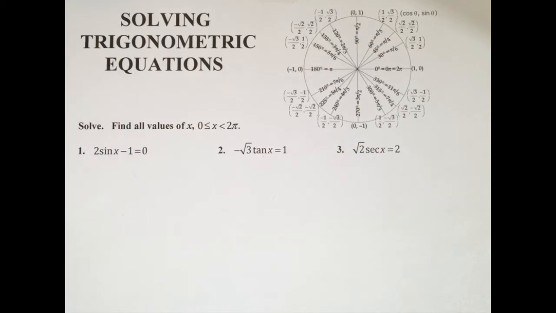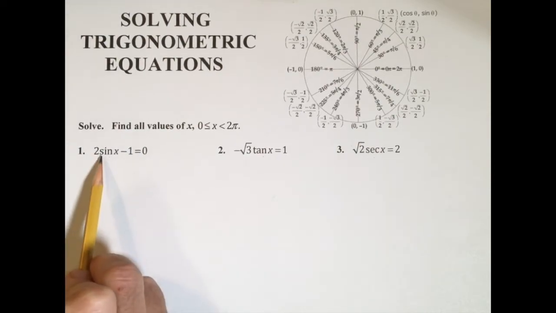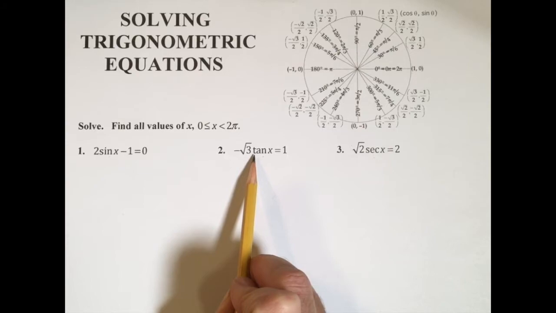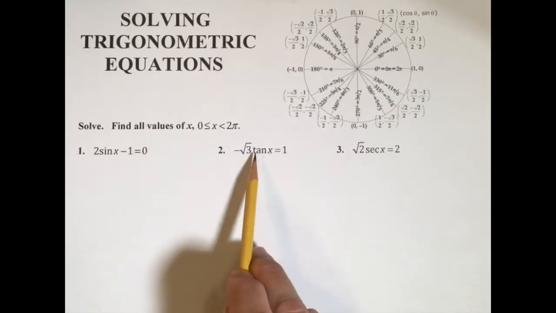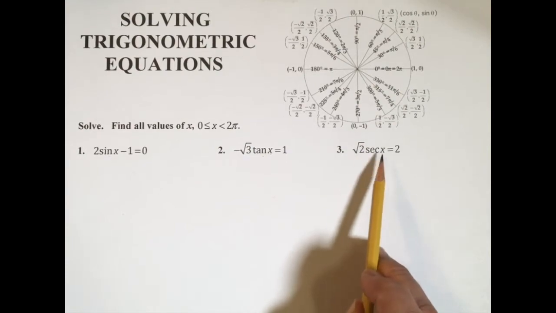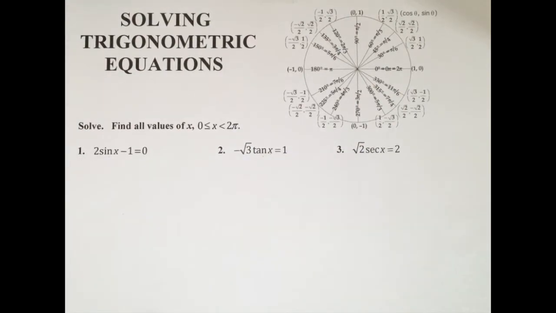The variable in all of these is x, but we're going to treat the sine x as the variable. We're going to treat the tangent x as the variable. We're not going to isolate the x. We're going to isolate the tangent x, or the secant x. Let's start with number 1.